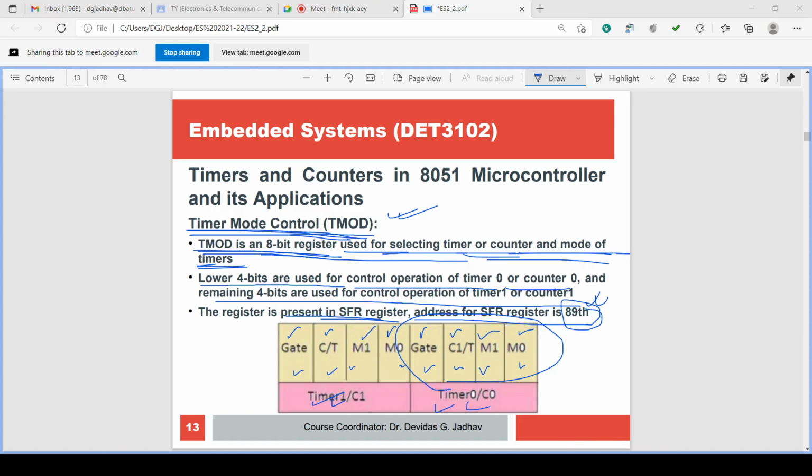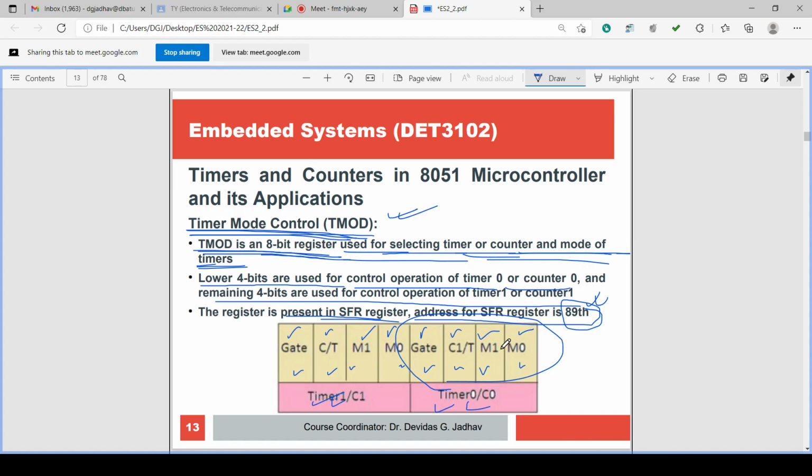Address for this particular register is 89. Suppose you want to access this register, then we have to use address 89. Simple. So timer mode control, TMOD, is an 8-bit register used for selecting timer or counter. You have to use it as a timer or you have to use it as a counter.